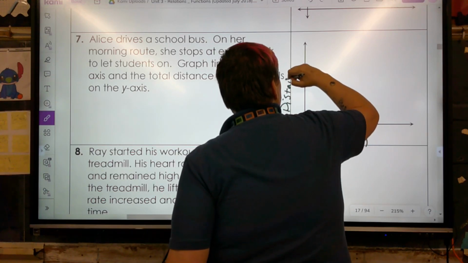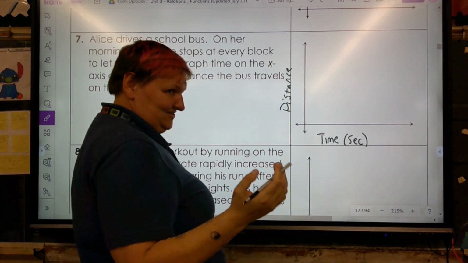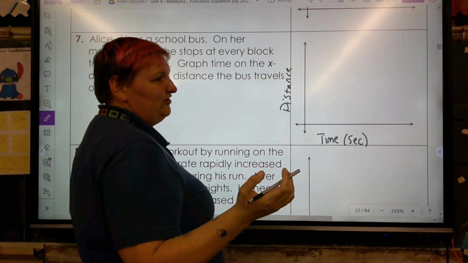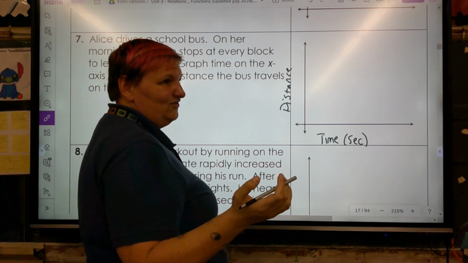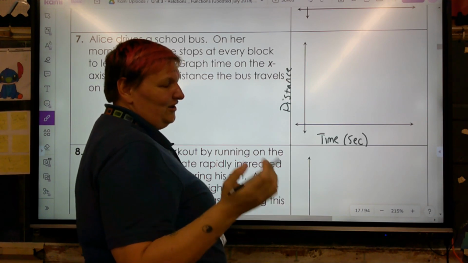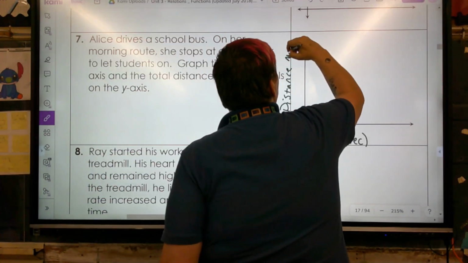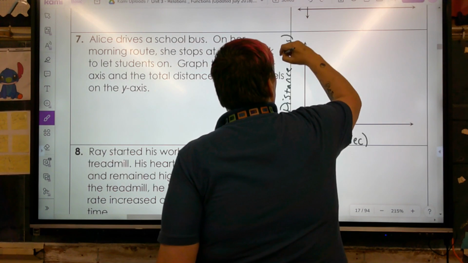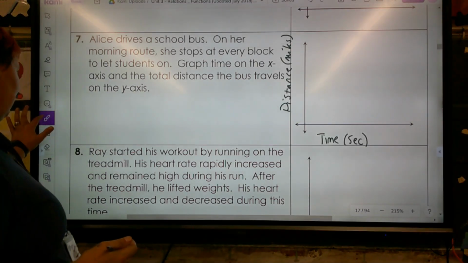And we could measure in feet, but it's going to go a lot of feet. You could measure in yards, but that's still not good. You could measure in miles. That's a lot of miles though. Let's do miles. Miles makes sense because you are driving a bus. Let's do miles.